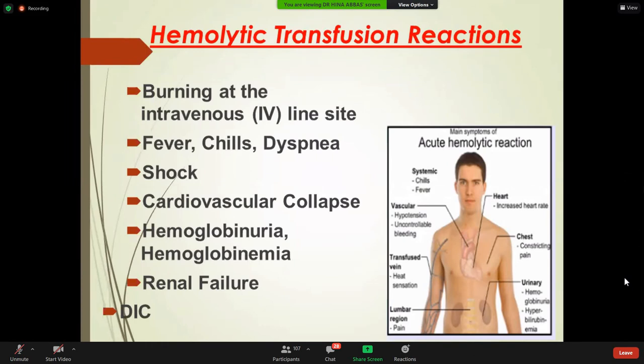Okay. Hemoglobinuria hoga, hemoglobinemia, renal failure, DIC. Isn't it about hereditary schistocyte? I didn't get this question. Hereditary schistocyte to kuch hota hi nahi hai. Schistocyte is a fragmented RBC. It is not hereditary.